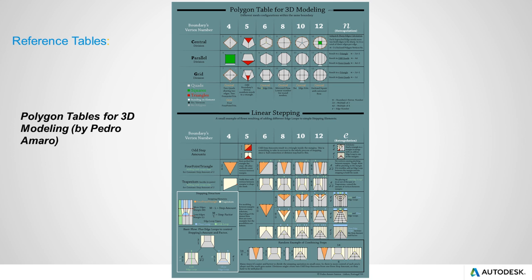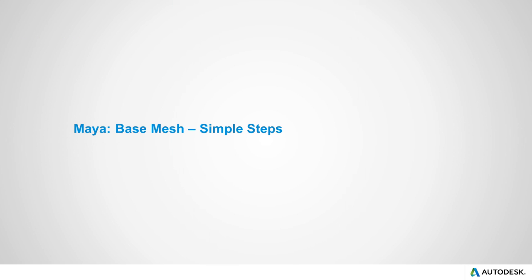Pedro Amaro has created this polygonal table for 3D modeling, and he has actually taken this further. There are little flash animations on there that will show you the end result by fixing or addressing some of these issues by stepping between the different face counts. I would definitely recommend you check out his work there. The easiest way would be to go to Pedro Amaro. You can Google his website. I actually do have the reference to his link coming up here.